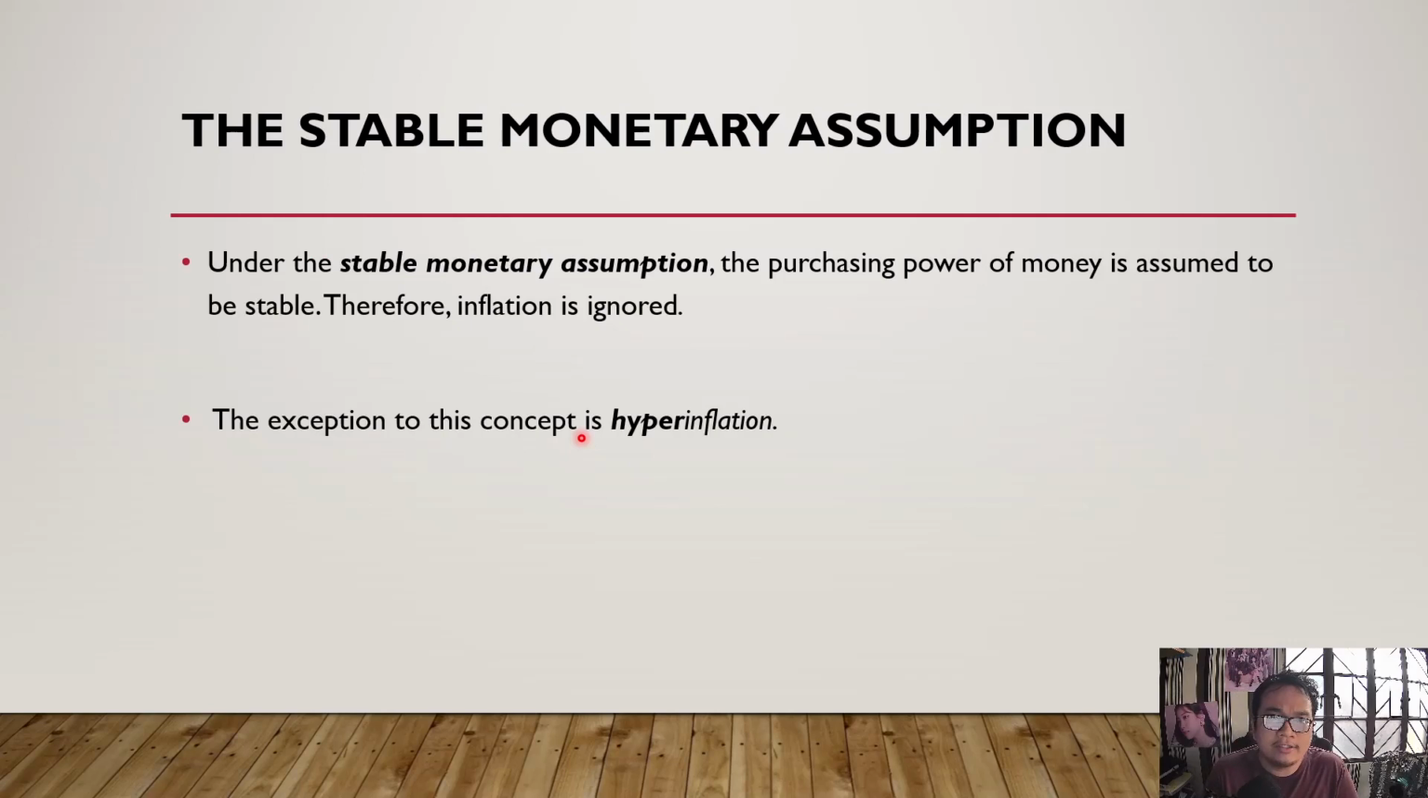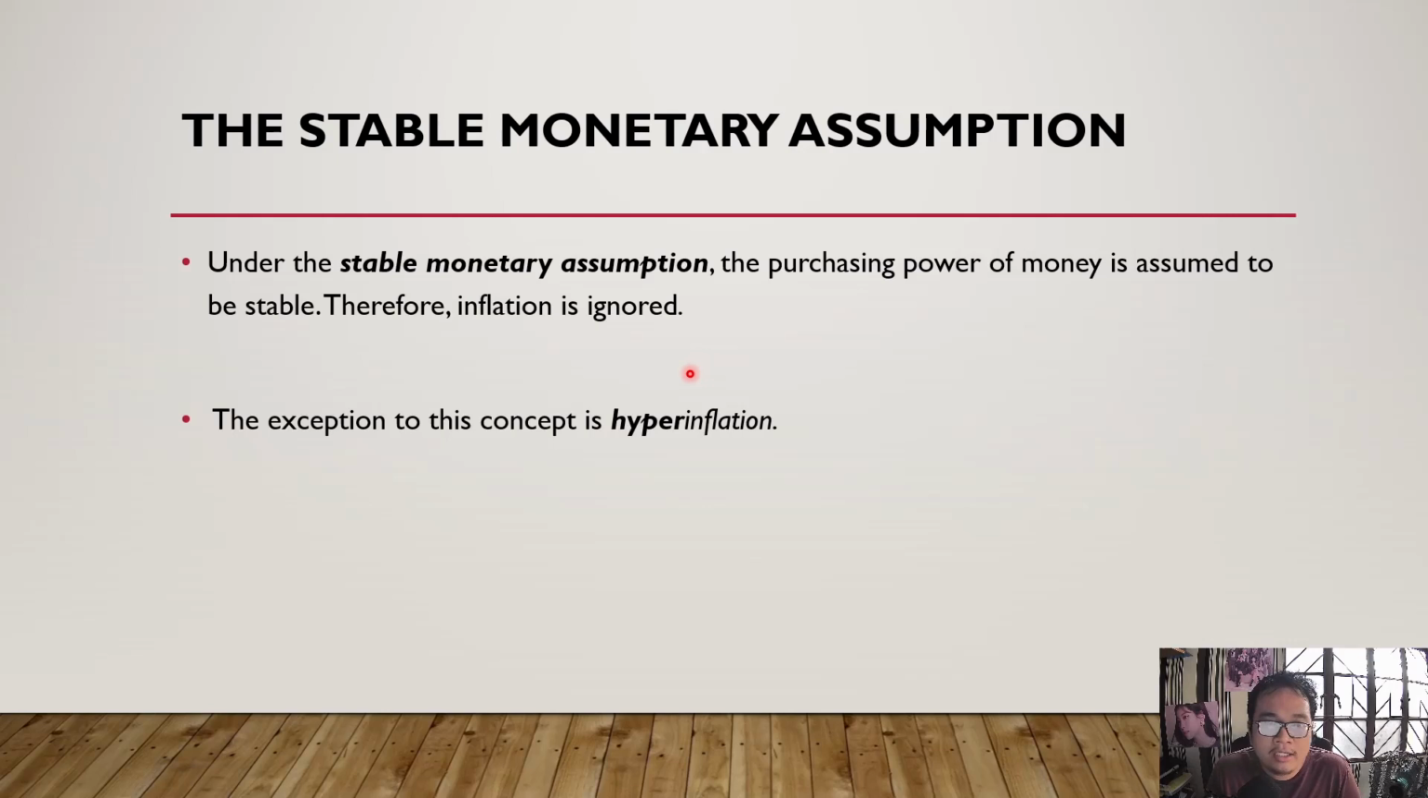So, ano bang labot ng standard na to? Ngayon, before that, let's talk about the stable monetary assumption. Under the stable monetary assumption daw, the purchasing power of money is assumed to be stable. Therefore, inflation is ignored. The exception to this concept is hyperinflation. Bakit ito pinag-usapan? Because the stable monetary assumption provides us consistency in the reporting. Meaning, because of that consistency, comparable yung FS mo from the previous year sa iyong current FS. Hence, the stable monetary assumption. Kasi kung consistent yan, you can compare that with the previous statements. Comparable pa rin sila. Kaya si inflation is ignored. However, the stable monetary assumption is ignored kapag mayroon ng hyperinflation.